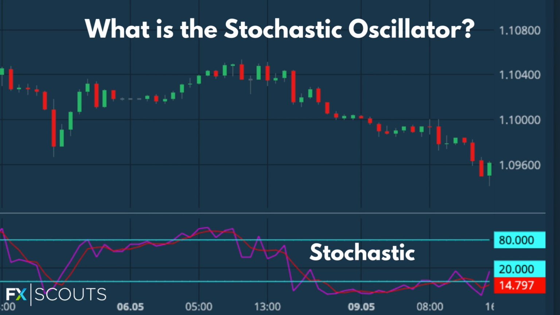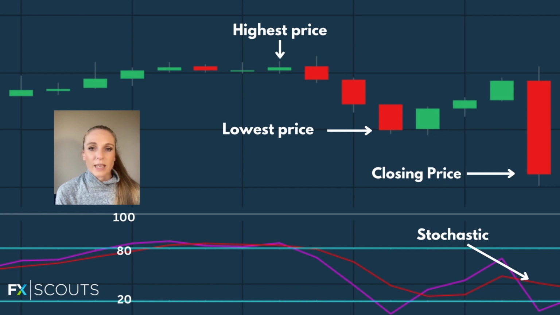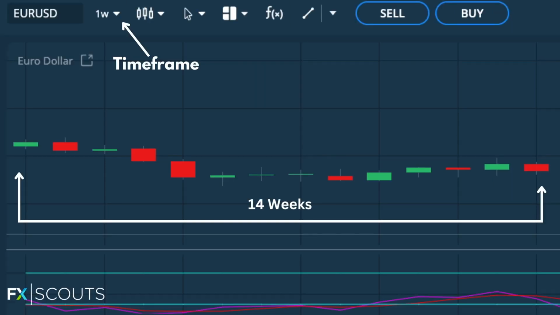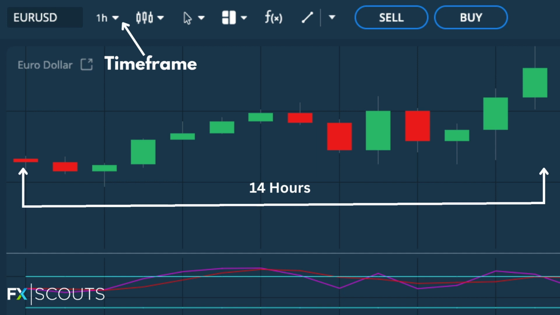So how does the stochastic oscillator work? It is basically a two-line indicator that can be applied to any chart. It fluctuates between 0 and 100. The indicator compares the closing price to the highest and lowest price levels over a predetermined time period. The previous time period usually consists of 14 previous periods. If you're looking at a weekly chart, it is the last 14 weeks, and if you're looking at an hourly chart, it'll be the last 14 hours.